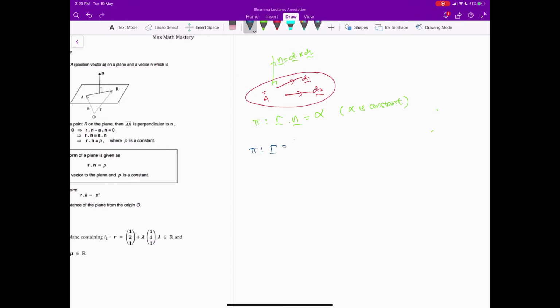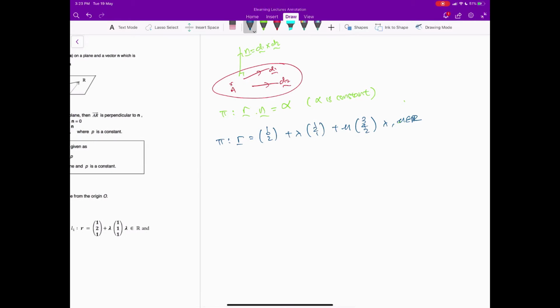Plane equals r equals (1, 0, 2), the point that lies on the plane, plus lambda (1, 2, 1), the first direction, plus mu (3, 4, 2). Lambda and mu are real numbers. Imagine I am given this vector equation of a plane and I need to form the scalar product of the plane. First step, I will always find the normal first. So the normal is equal to d1 cross d2, essentially (1, 2, 1) cross (3, 4, 2).